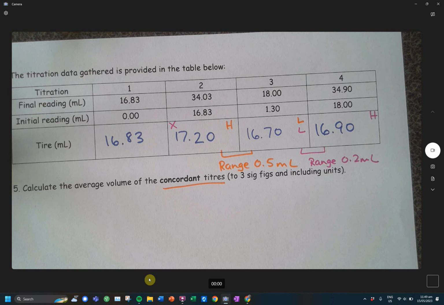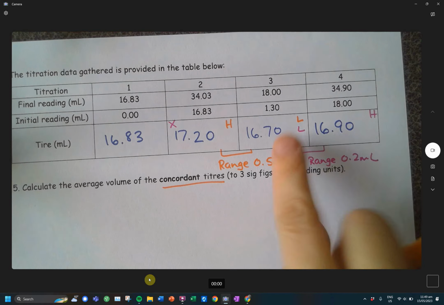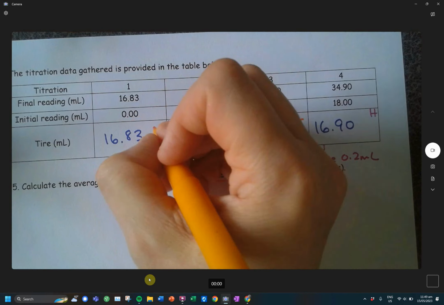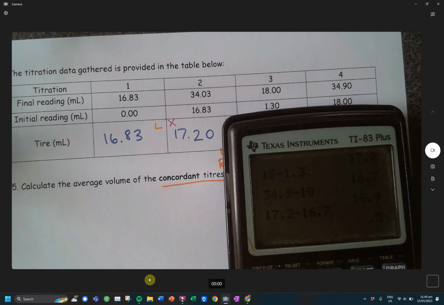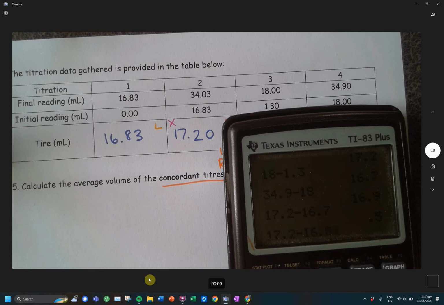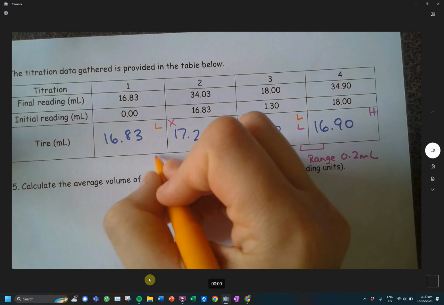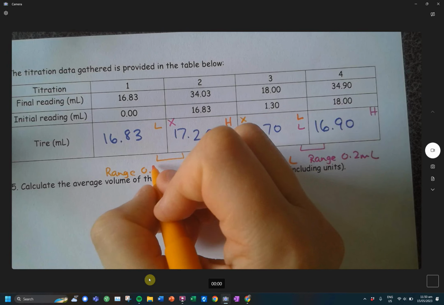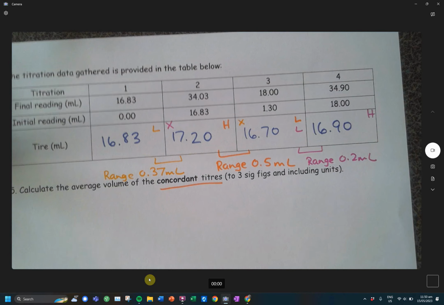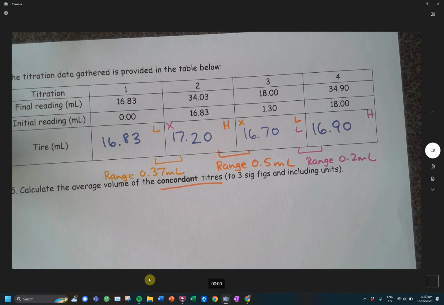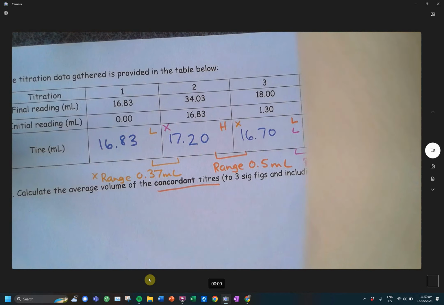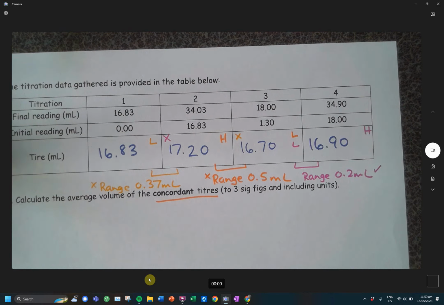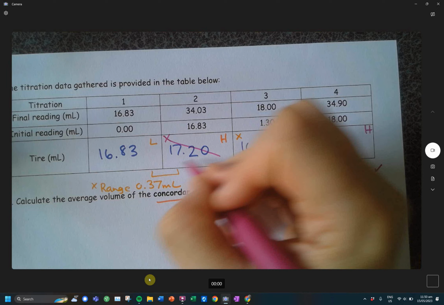Let's just double check for sanity's sake, removing this one. So let's say you remove this one here, and then my new lowest value would be this one. So I would be doing 17.2 minus 16.83, and the range in this case would be 0.37. So is that one acceptable? No. So this one's not an acceptable range. This one that we did with all of our data points isn't an acceptable range. This one that we did here is an acceptable range. So what that tells me is that I need to eliminate data point number 2.